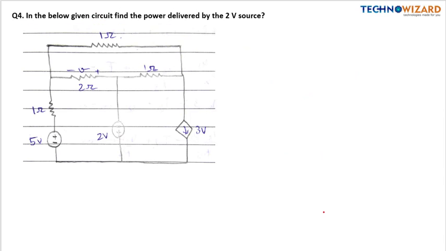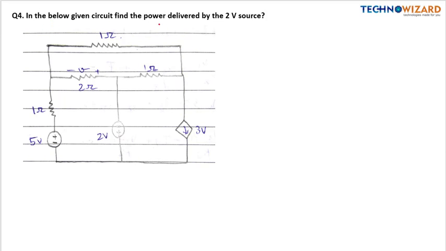Now I will take one good question on nodal analysis in which a dependent source is there. Many students are saying that dependent source questions are tough to solve. Now we will see how we can solve these types of questions.